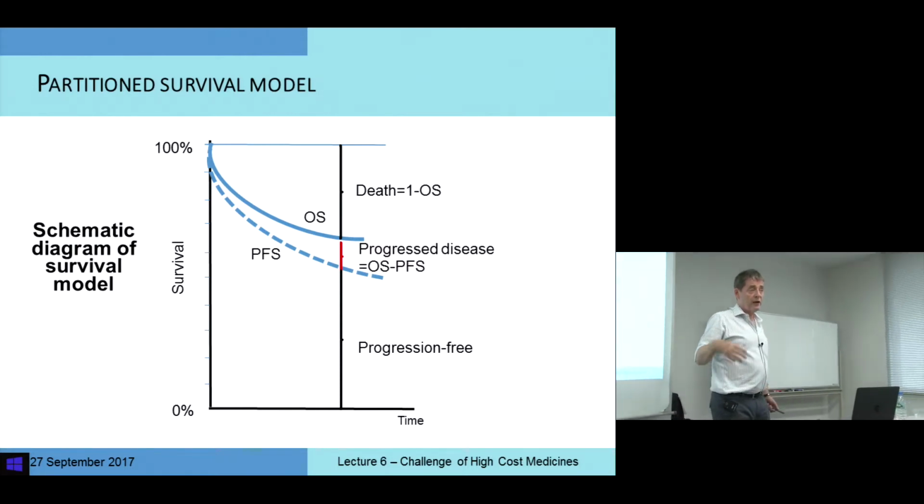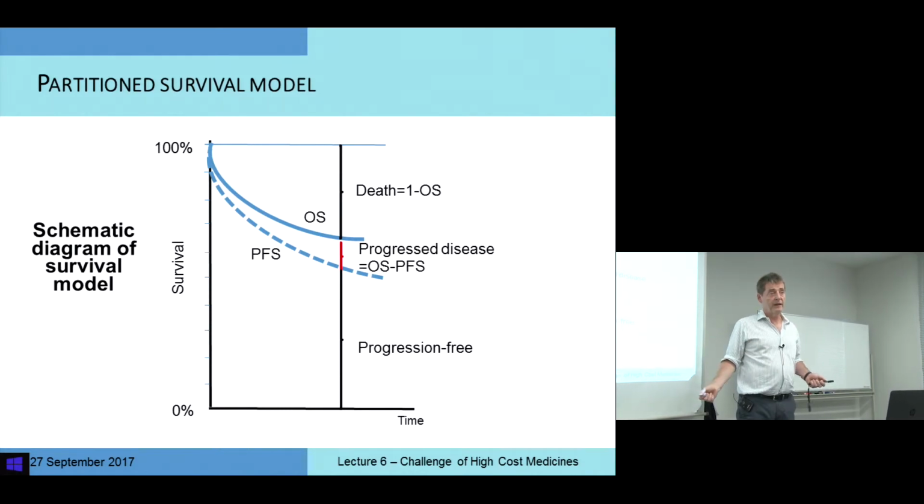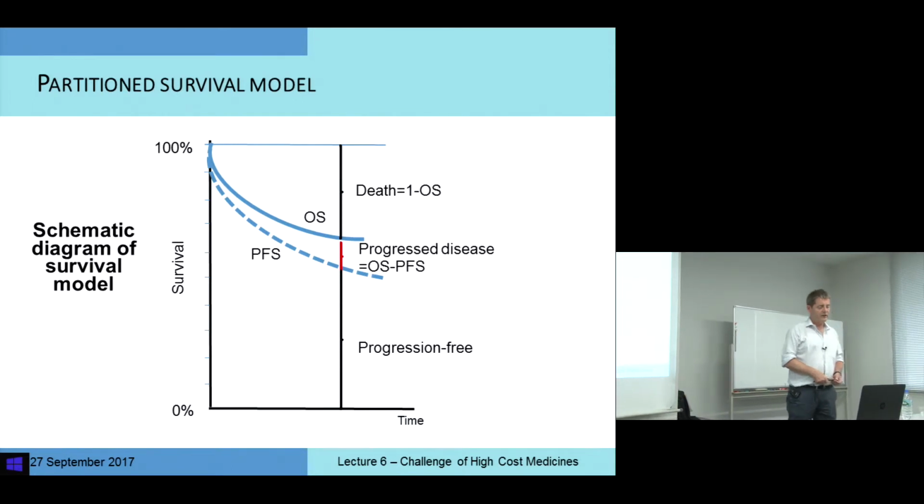Because in this model, you're either progression-free, progressed, or dead. And so if we know two of them, we always know the third. And that's a partitioned survival model. They've proved very popular in recent years.